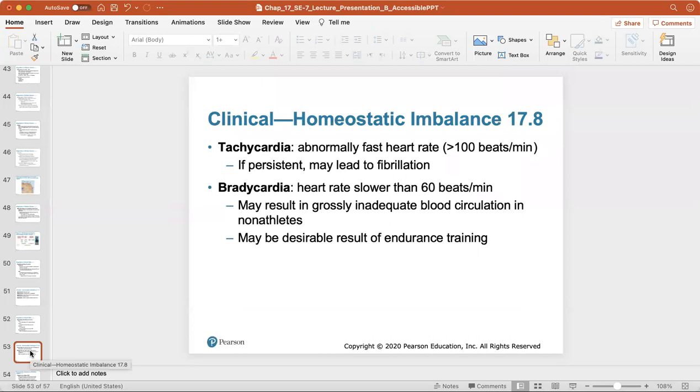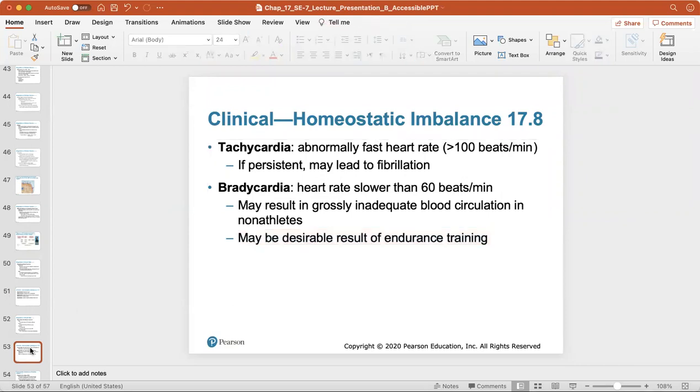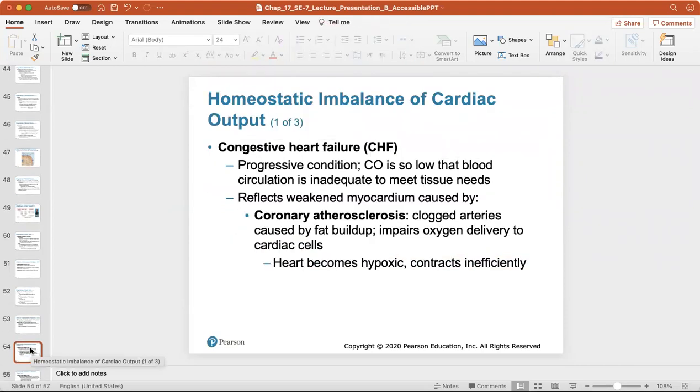Tachycardia is an abnormally fast heart rate, anything above 100. And if it's persistent, it may lead to fibrillation. Bradycardia is a slow heart rate, less than 60 beats per minute. It could result in inadequate blood circulation in non-athletes, but again, bradycardia may be a desirable result of endurance training because athletes have the ability for their heart to function at a much greater capacity without working as hard.